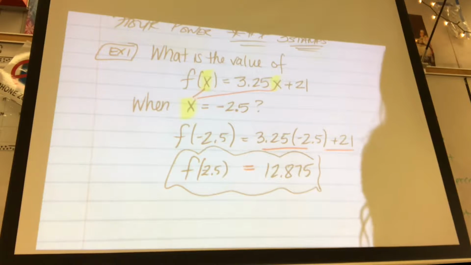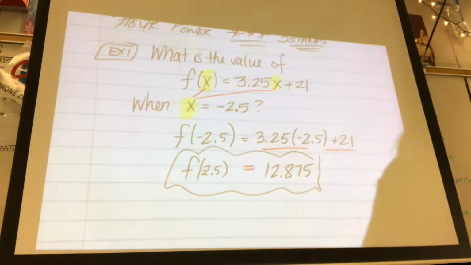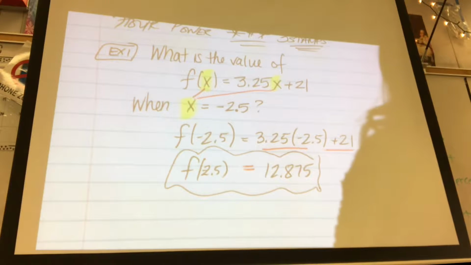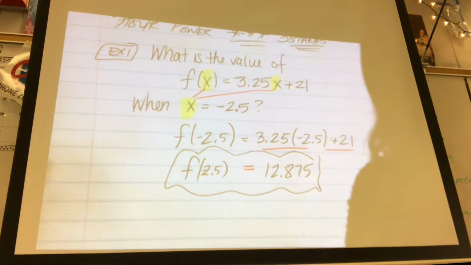Questions on example 1. This is going to be on your test on Friday. What do you guys think? Does it look hard? It looks okay? Yeah. Is it hard without a calculator? Yes. Yeah, I think so too.